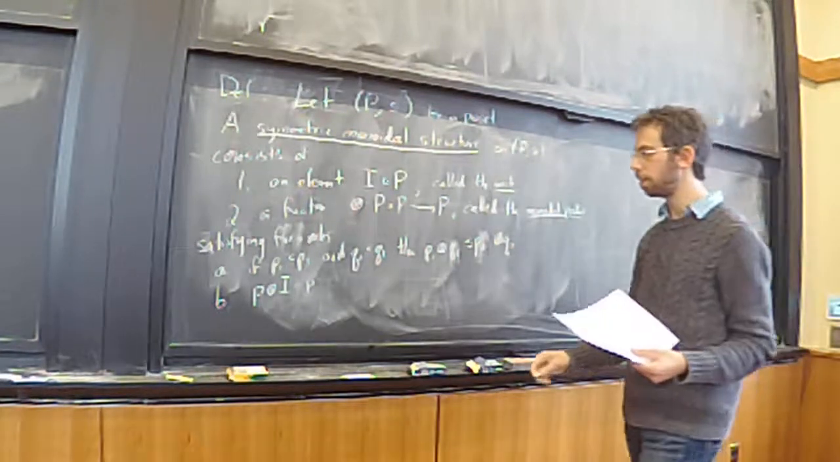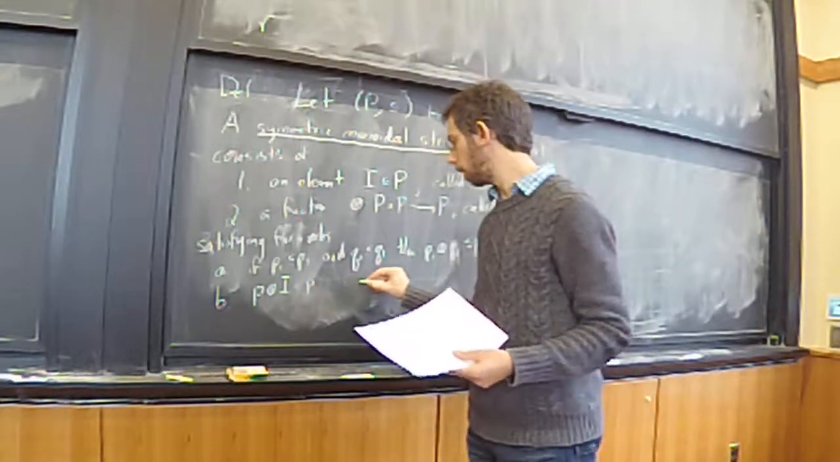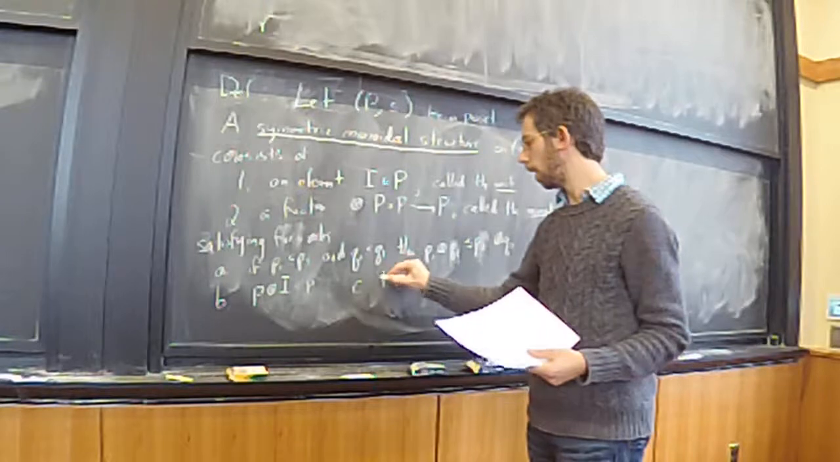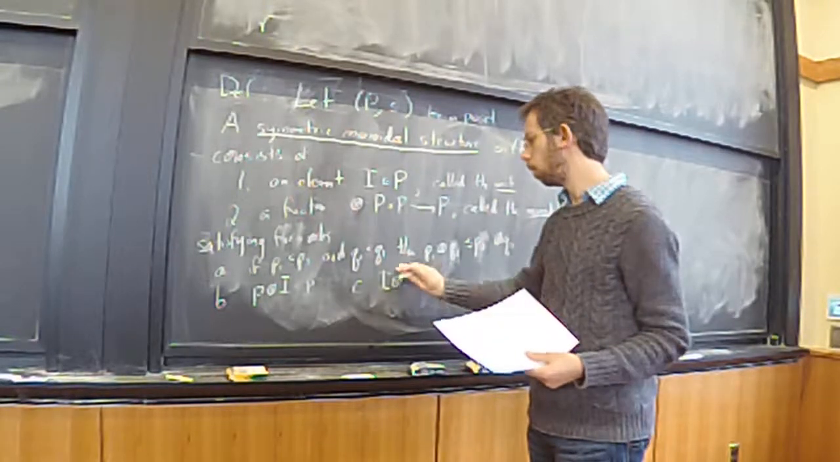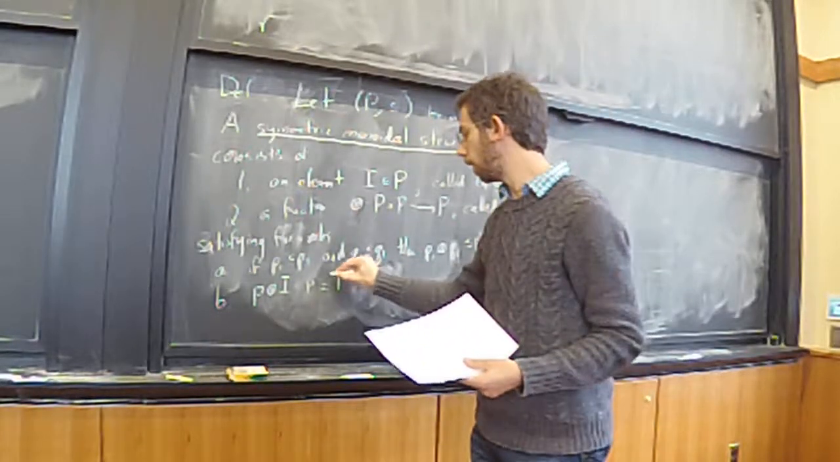P tensor I is P. Rule B is that I tensor P is also P.